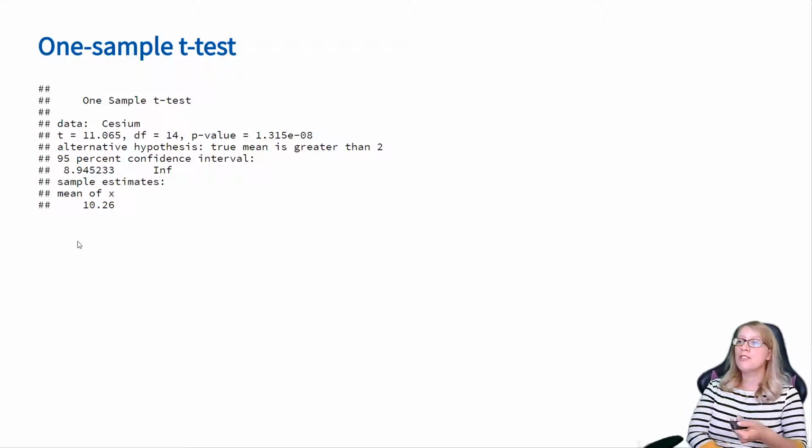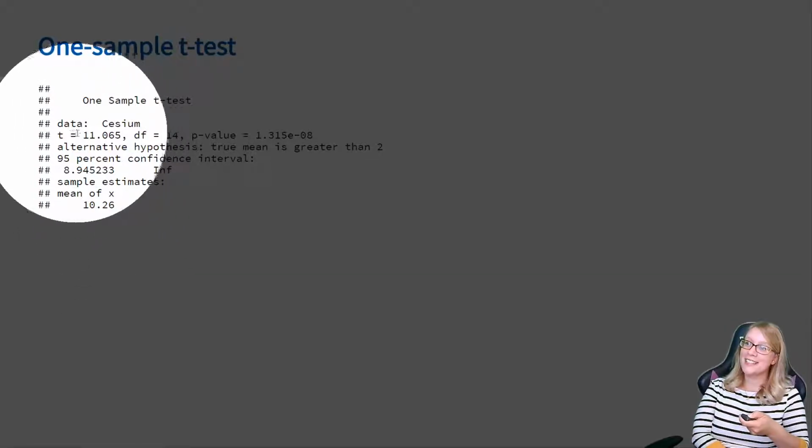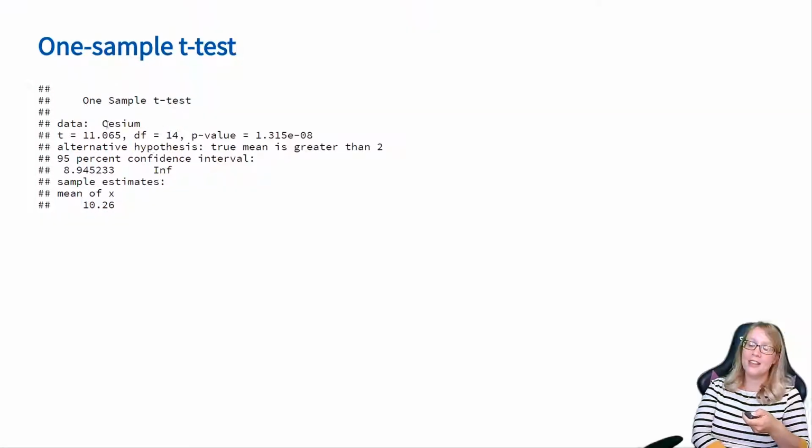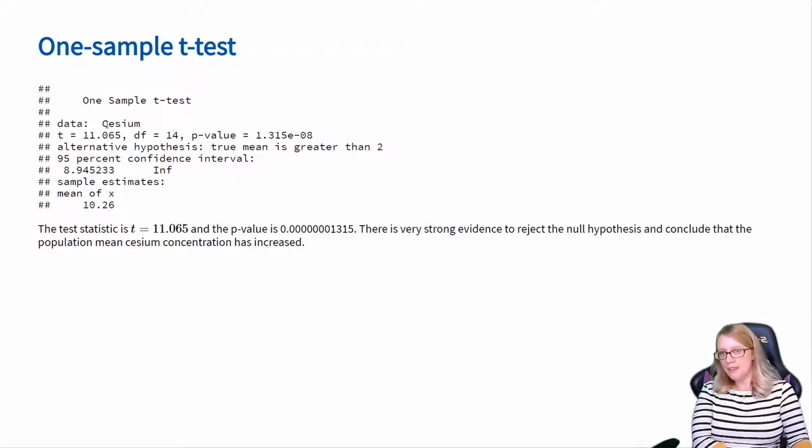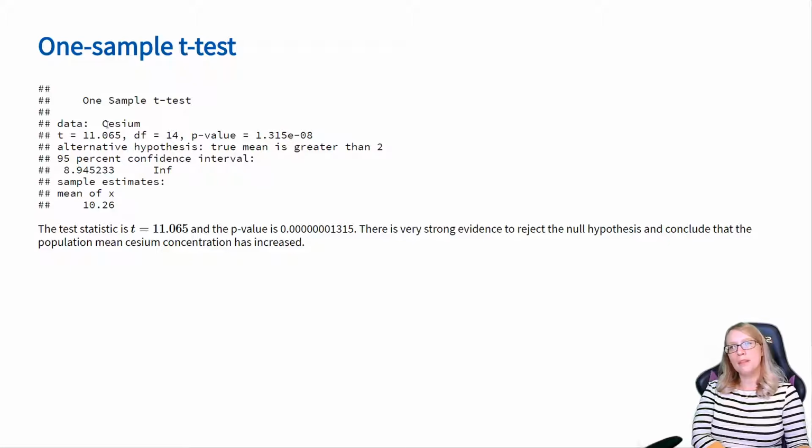We get a result for our t-statistic of 11, so that means we are 11 standard errors higher than what we should expect to see. Our p-value is 1.5 times 10 to the negative 8th, so that is 0.0000000 followed by a 1. There is very compelling evidence here to reject the null hypothesis and conclude that the population mean cesium concentration has increased.